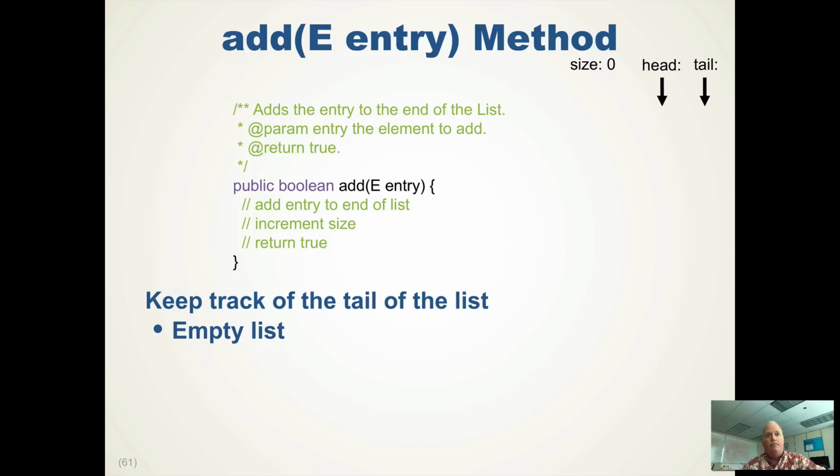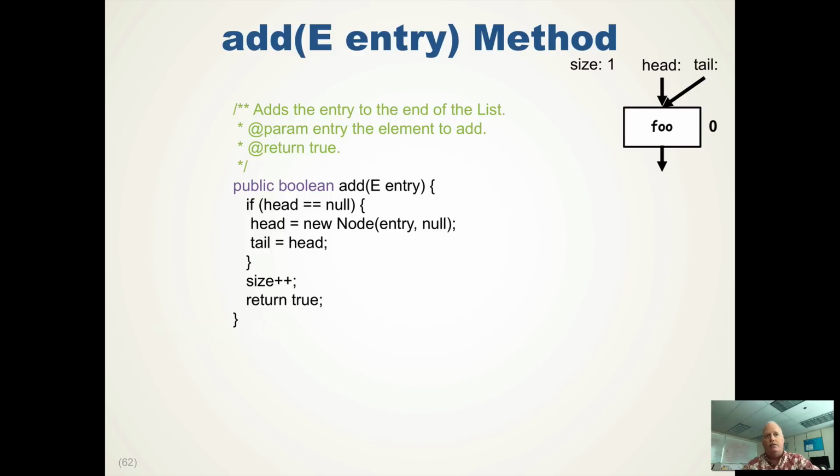Again, more complexity. The first case is we have an empty list. Size 0, head and tail are both null. So if head is null, head equals new node entry, null, and then we have to assign tail to be head, because that is the last item in the list. We increment the size, we return true.